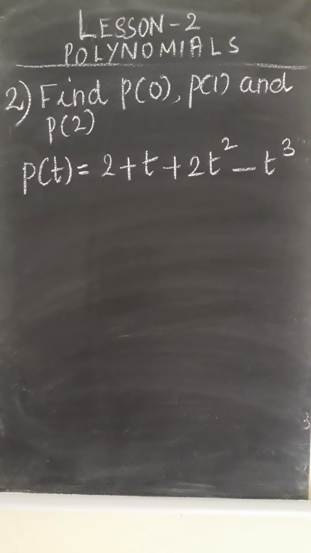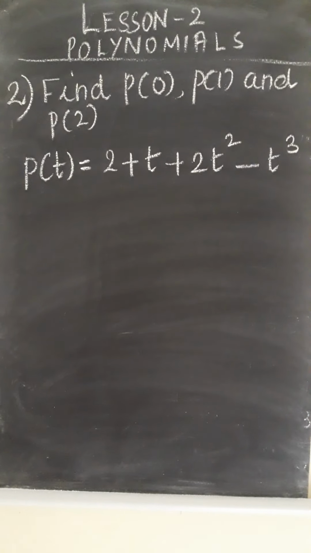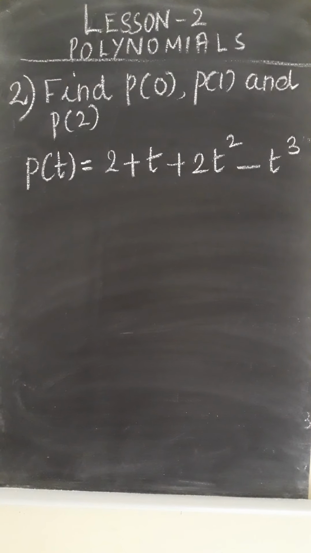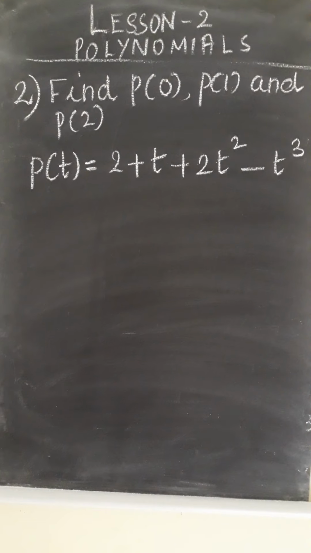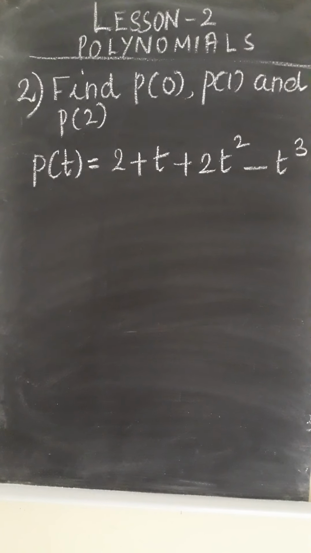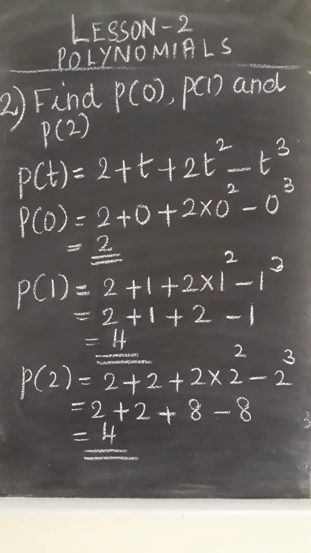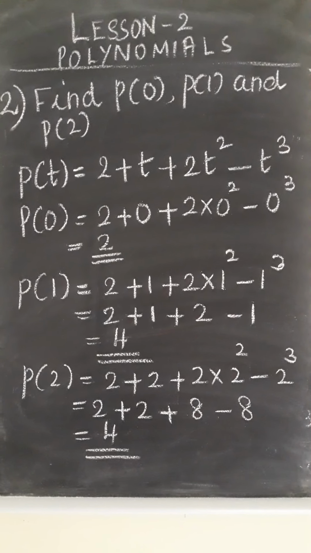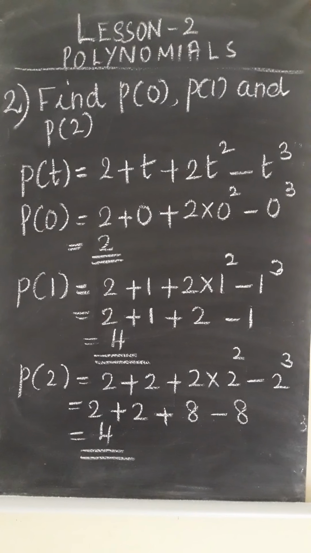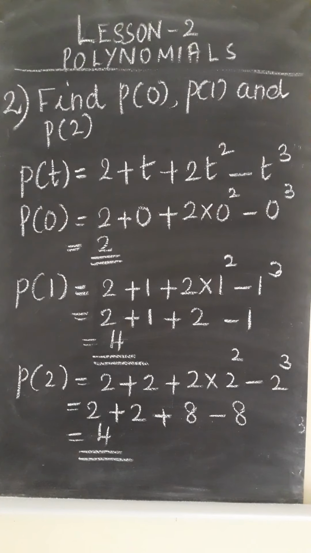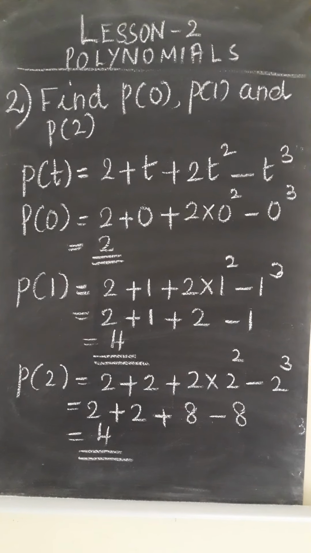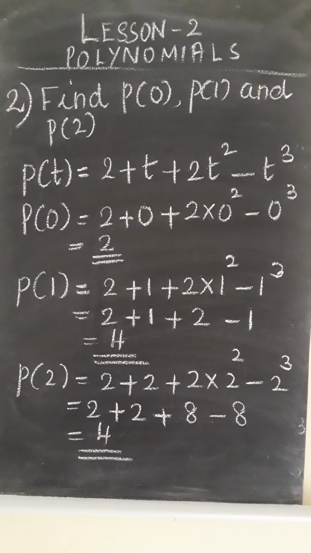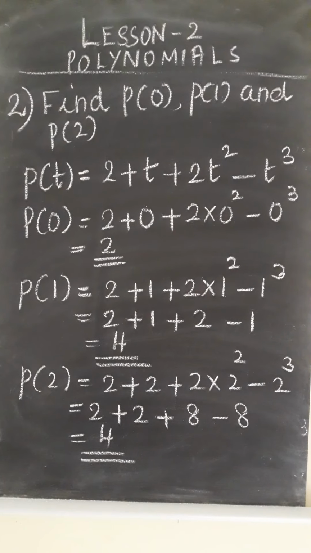P of t is equal to 2 plus t plus 2t square minus t cube. Here the variable is t, so all the t you should replace with the corresponding values. First you find out p of 0 and then p of 1 and p of 2 by replacing t with the corresponding value. So p of 0 is equal to 2 plus 0 plus 2 into 0 square minus 0 cube, so that is equal to 2. P of 1 is equal to 2 plus 1 plus 2 into 1 square minus 1 cube. So it is equal to 2 plus 1 plus 2 minus 1, so it is equal to 4.